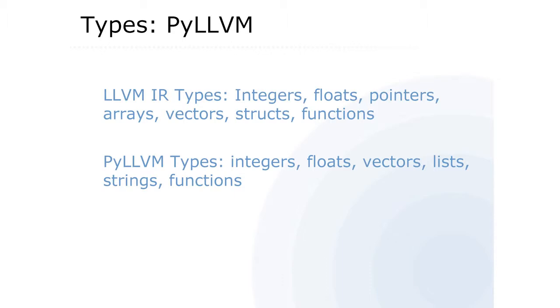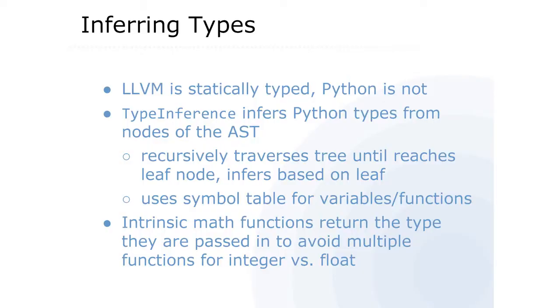LLVM IR provides two numeric types, integers and floats, plus five derived types, and the PyLLVM types we worked on, as you can see here. Because Python is a dynamically typed language and assembly code is never dynamically typed, we need a way to anticipate what the type of our expressions are before we evaluate them. So we have the type inference node, which does a descent of the AST and determines what the type is by looking at the leaf node.